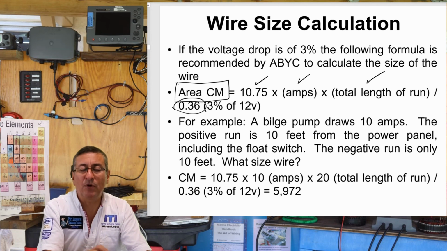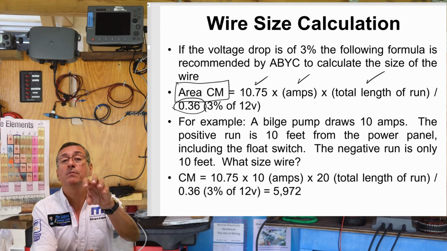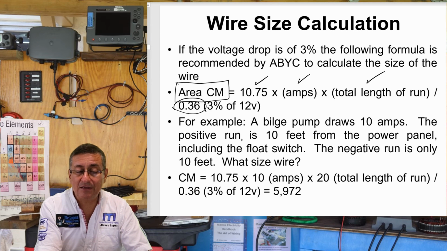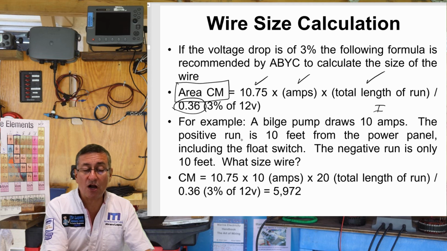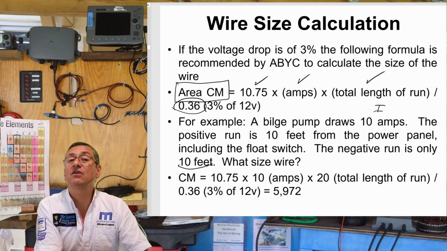All right, this is a typical example. I have a bilge pump. The bilge pump consumption is 10 amps. This is the intensity, 10 amps. The positive cable runs 10 feet from the power panel, including the float switch, and the negative another 10 feet. What is the size of the wire?